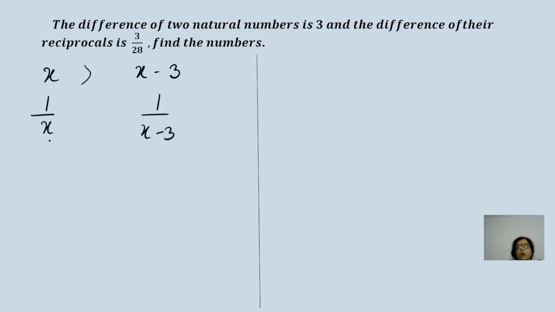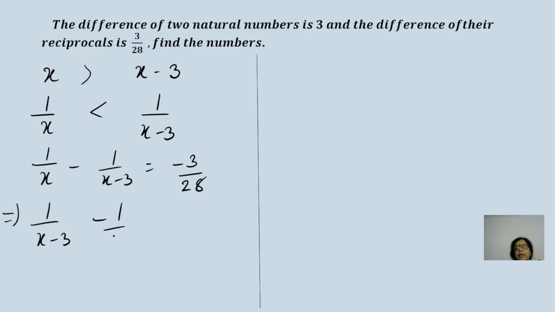So if we take the reciprocal, 1 by x will be lesser than 1 by x minus 3. So if we are writing it this way, 1 by x minus 1 by x minus 3, then this difference must be taken as a negative value because we are subtracting a greater from a smaller. So we have to put the negative sign preceding 3 by 28. Otherwise, we can simply write it as 1 by x minus 3 minus 1 by x is equal to 3 by 28. In fact, both of them mean the same thing. If you shift the sides, you will get the same equation over here.